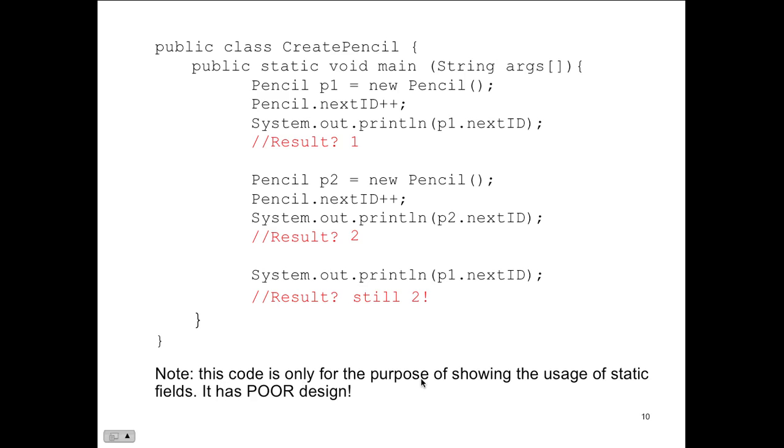Note this code is only for the purposes of showing the usage of static. It is really poor design. And as I mentioned before, why was it poor design? Well, probably because here we're not using any public. No, what are we doing in here? Oh, here's what's going on. Let me point out why this is bad design, which is a good point. We're printing stuff to the screen 1, 2, 3 times. We are incrementing the next ID.